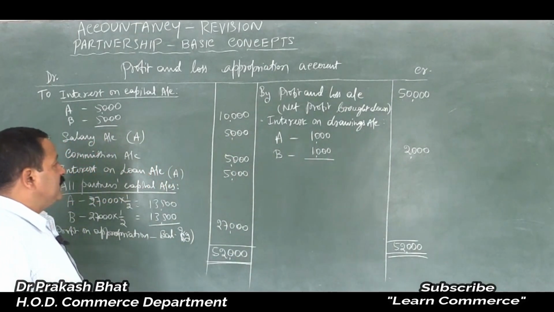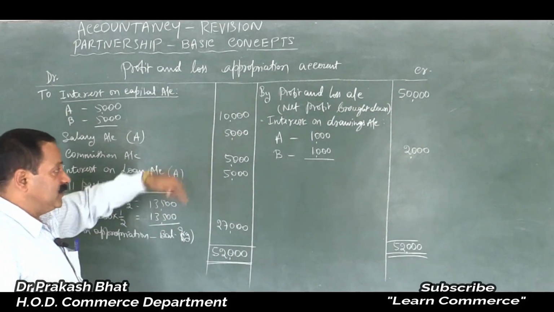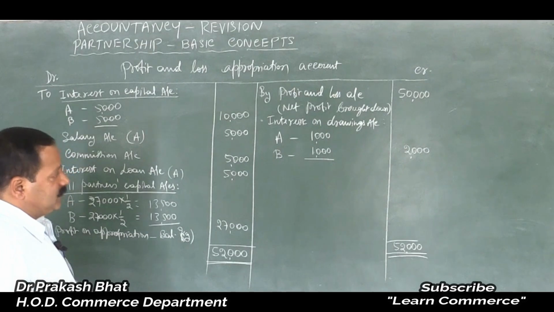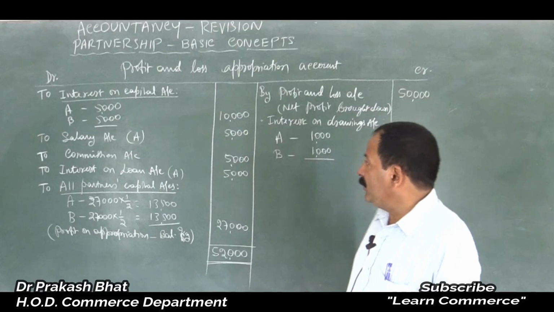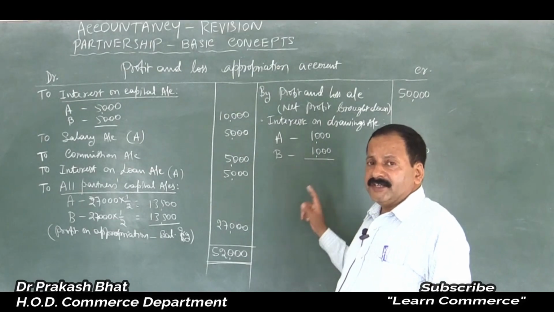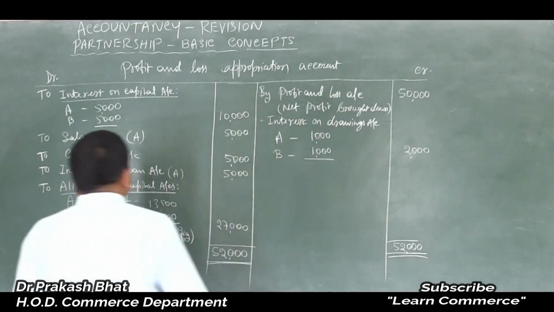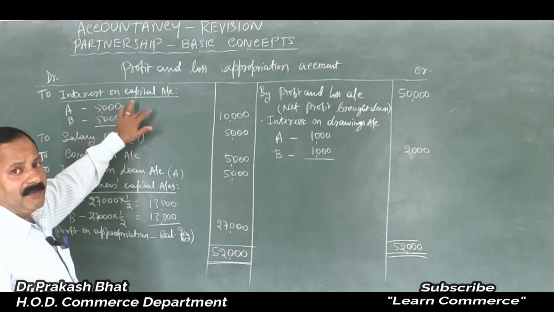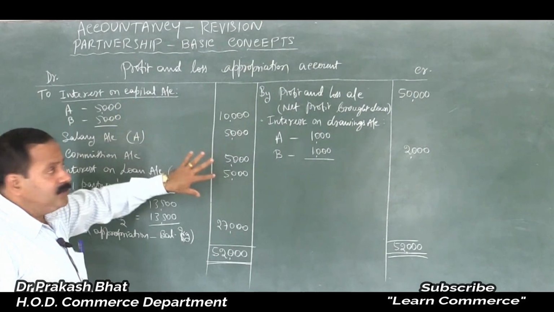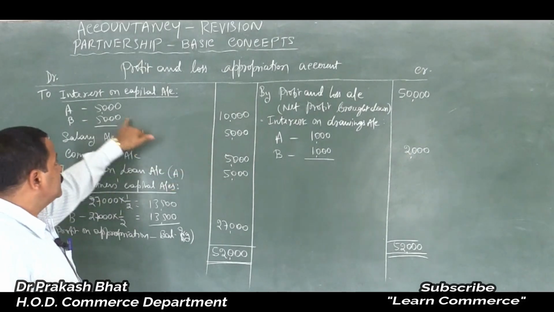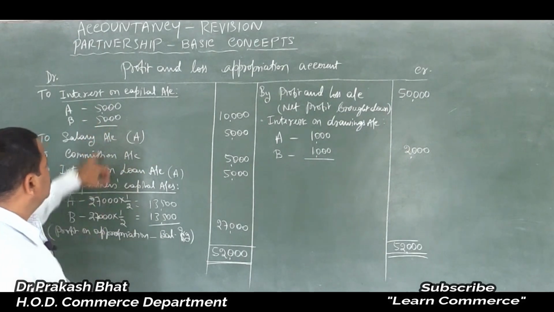They will give you each and every item, that is profit and loss account balance, in the problem. For interest on drawings, either the interest amount will be given, or the drawings amount and the percentage of interest on drawings will be given. You have to calculate and enter it. Then capital will be given in the problem. You should not enter capital and drawings amount. You should enter only interest on drawings and interest on capital. So 5,000 each to both the partners here.